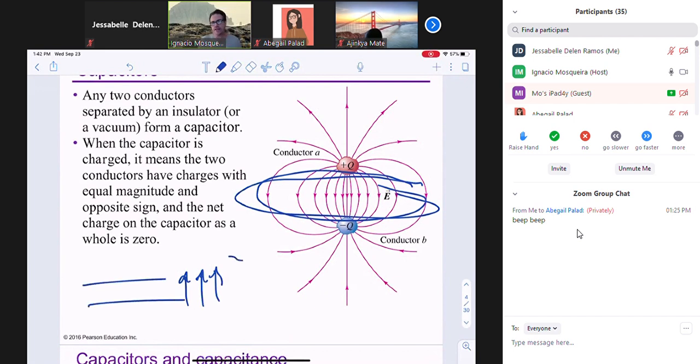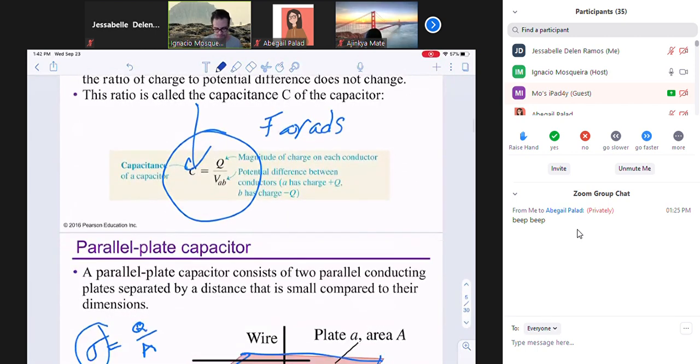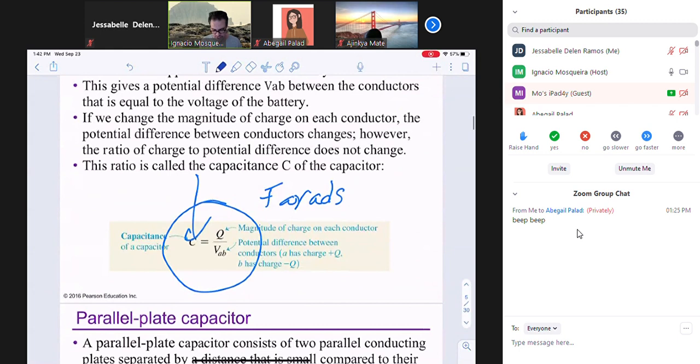But again, anything can be a capacitor, really. But here we're going to do two plates. Now, the units of capacitance are farads. And the capacitor is defined in this way because when you define it this way, the capacitance is just a property of the size of the plates.